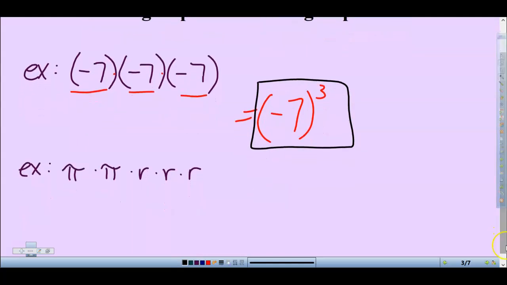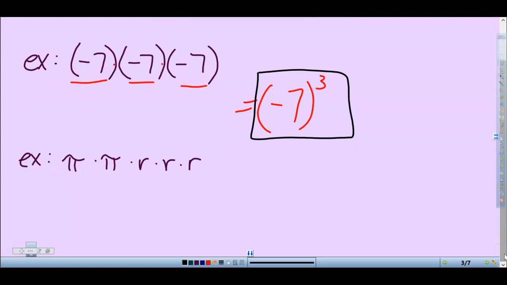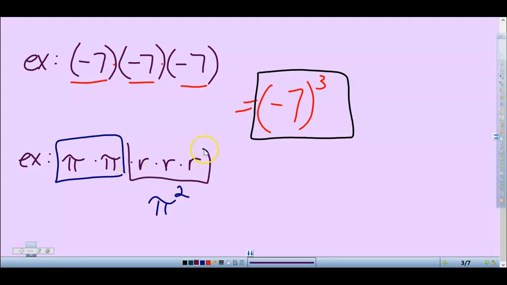Down below at the second example, pi times pi times r times r times r. Again, we're just looking at what's being repeated and how many times. Here are 2 pi's all being multiplied together. So we could say pi squared or pi to the 2nd power. Next door, we have 3 r's, once again being multiplied together, so it's r to the 3rd power. We don't know what r is yet. We know what pi is, but we're just going to leave it in exponential form. Pi squared times r to the 3rd power.